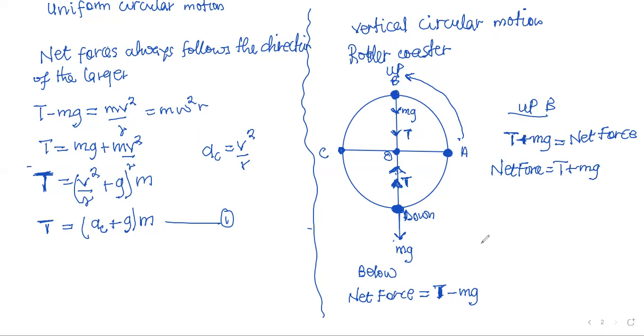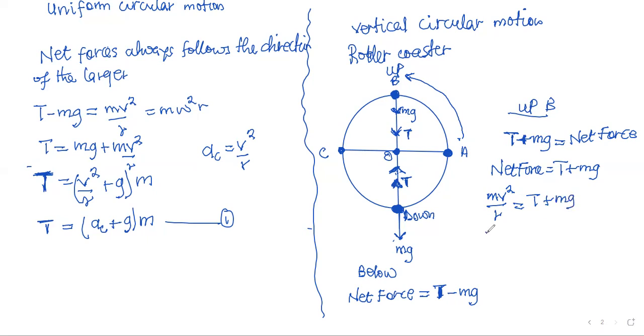Now, what is the direction of the net force in this case? Class, what is the direction of the net force? Towards the center, because the two vectors or forces are acting that way. So because the direction of the net force is towards the center, we equate it to the centripetal force: mv squared over r is equal to T plus mg.